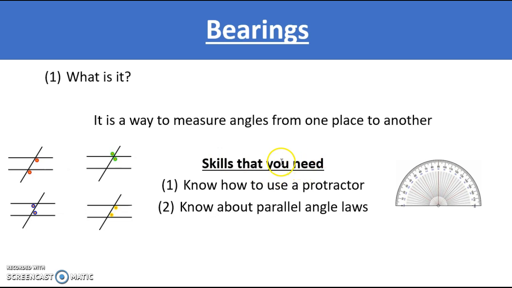And skills you kind of need. So the very first thing is you do need to know how to use a protractor. And the second thing is to know a little bit about parallel angle laws. Not so much, but you're probably going to use it anyways.